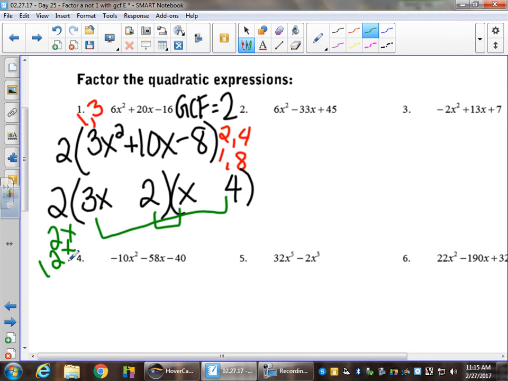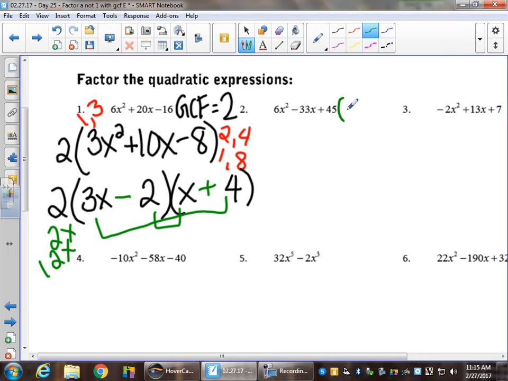12x. Can that in some way come out to 10x? Yes. Which one has to be negative? The 2x. So it'd be 3x minus 2 times x plus 4. You have to also drop down this 2. It doesn't go away because it's part of your answer. Does that make sense?